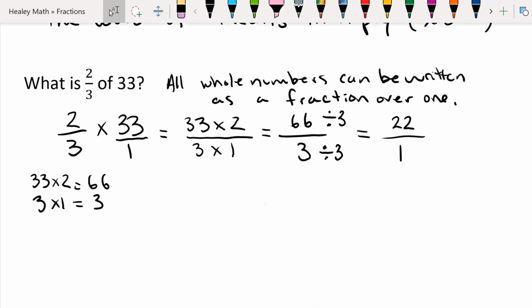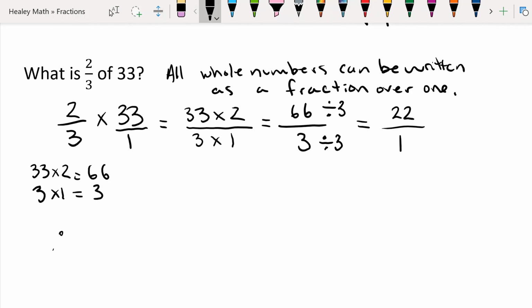So our answer, therefore, we have this funny symbol that represents therefore: two-thirds of 33 is 22.